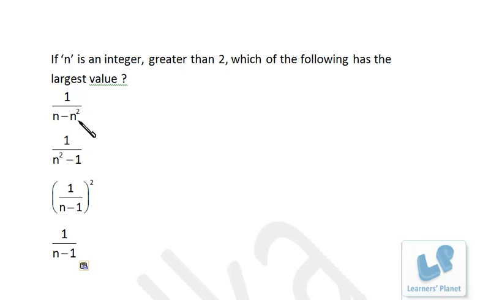Now 1 upon 3 minus 3 square, you will be getting a negative value. Discard it. 1 upon 3 square minus 1, so 1 upon 8. Now 1 upon 3 minus 1, that's 2 square, so that's 1 upon 4, and 1 upon 2, right? So which is the largest? This is the largest. No need to analyze, nothing to do. In 15 to 20 seconds, these sorts of problems can be solved easily. So this is the correct choice. I hope you are getting me.